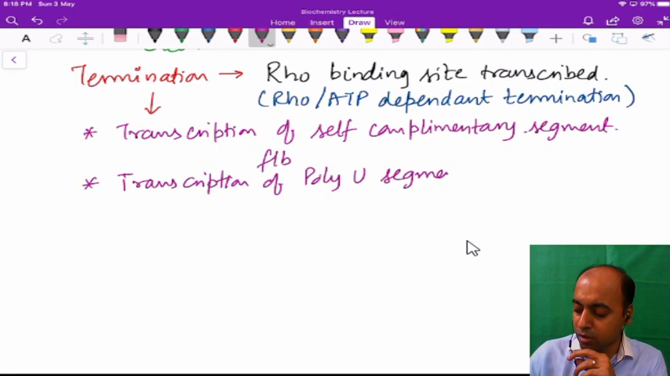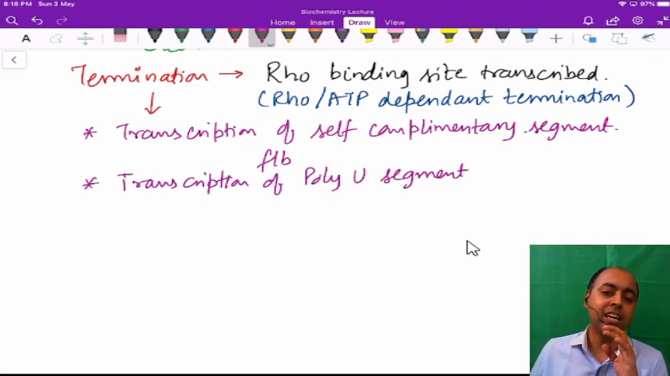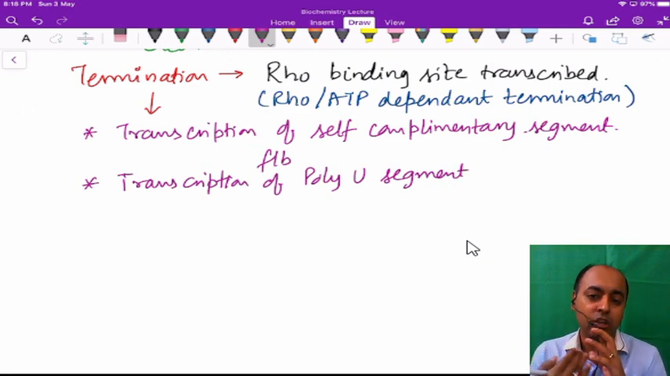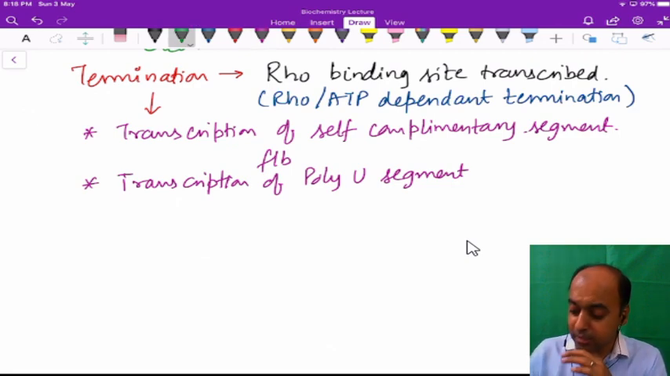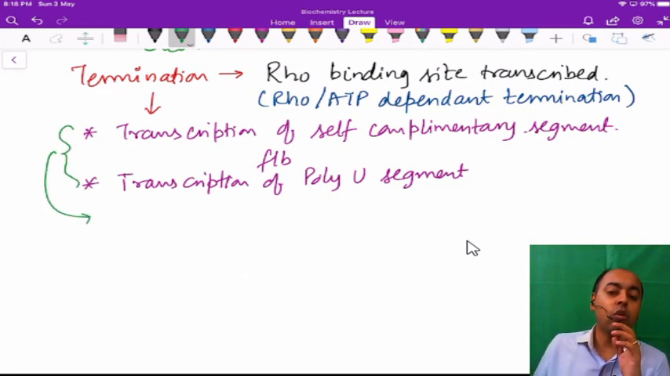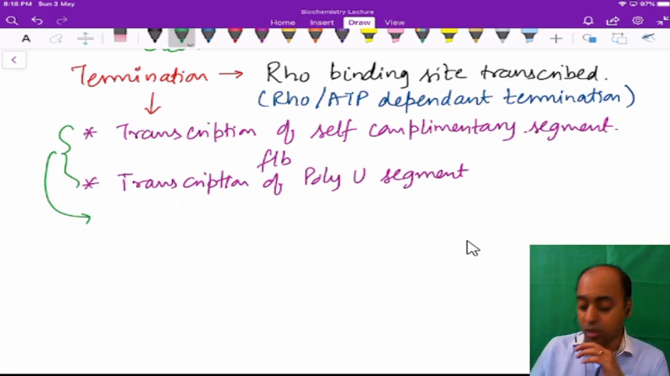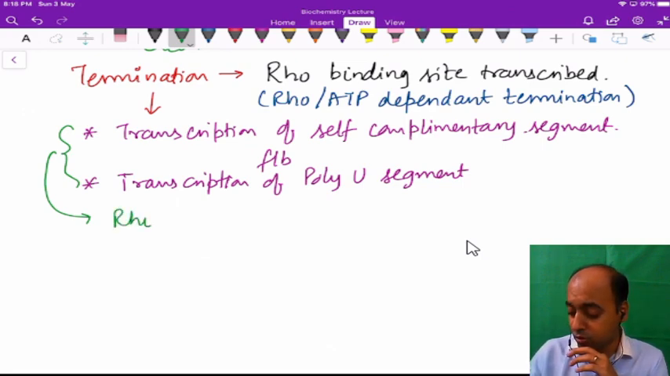Remember, U is the counterpart of T, and therefore it will attach with A, and the pairing between A and U will be 2 hydrogen bonds per pair, and therefore this is an area of weakness, or it is the weak segment. In this case, when these two conditions are fulfilled, we don't use the Rho factor. ATP is not consumed, and therefore this is known as Rho or ATP independent termination.